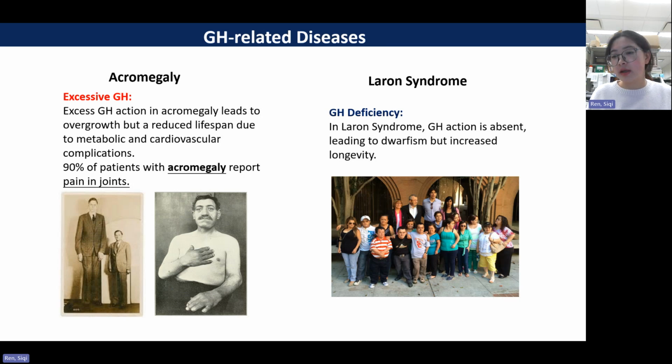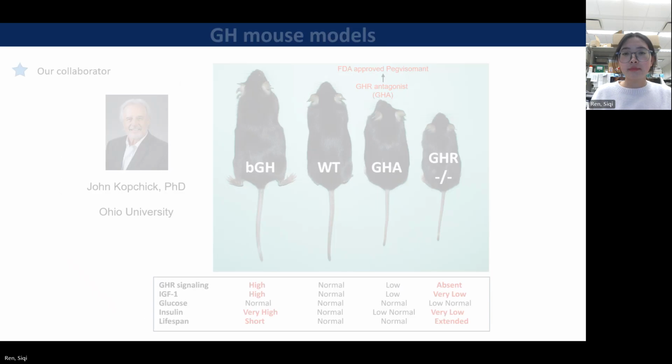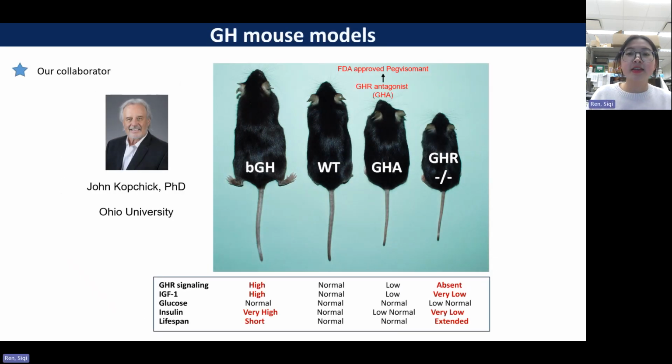Next, I will introduce the animal models related to growth hormone. In the past decades, Dr. Kopchik's lab has developed several mouse models to study growth hormone and its receptor. Our lab is collaborating with his lab, using these mouse models to understand the growth hormone role in OA.